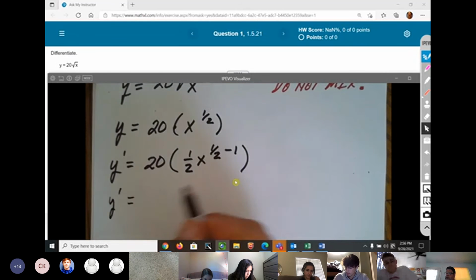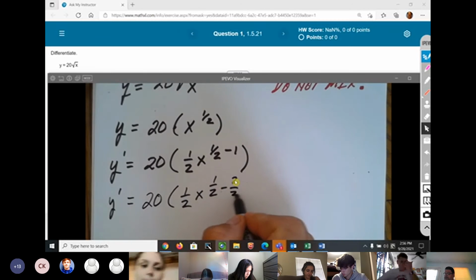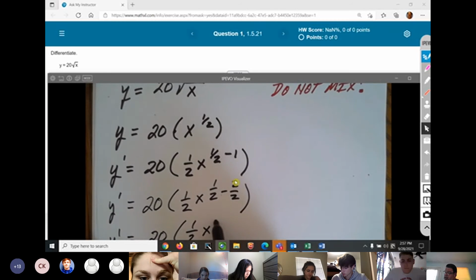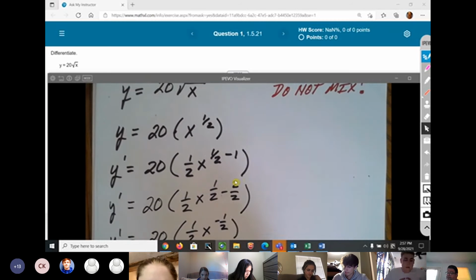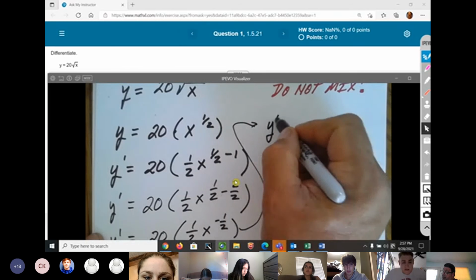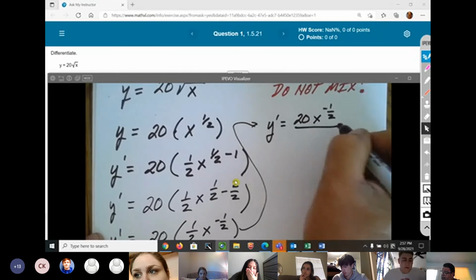Y prime is equal to 20 times 1/2 x to the 1/2 minus 2/2. Putting a baby step in there. Got to have a common denominator. So y prime is equal to 20 times 1/2 x to the negative what? 1/2. Now we can simplify. And actually this turns out to be this. Y prime is equal to 20 times x to the negative 1/2 over 2.